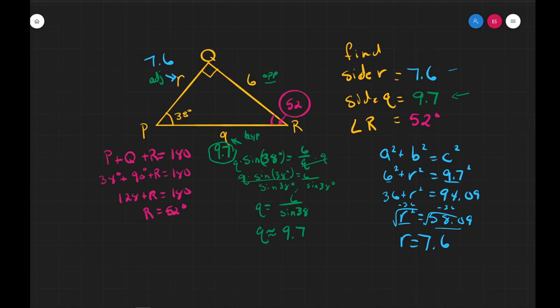Okay, so hopefully you were able to find these three numbers. And that's our goal. We want to find everything about all the rest of these triangles. Okay, instead of just finding one thing, we'll find all the things.